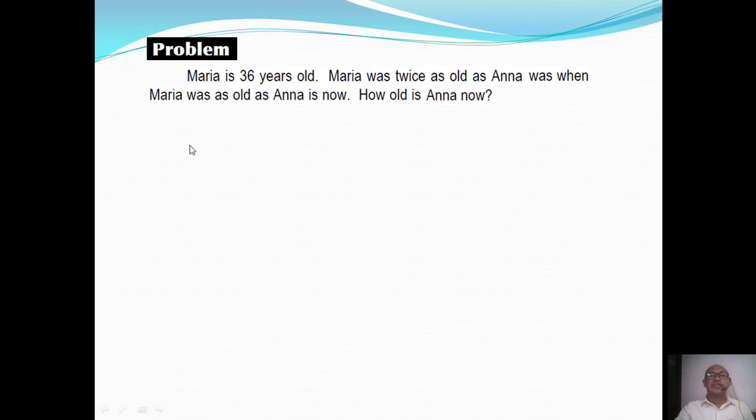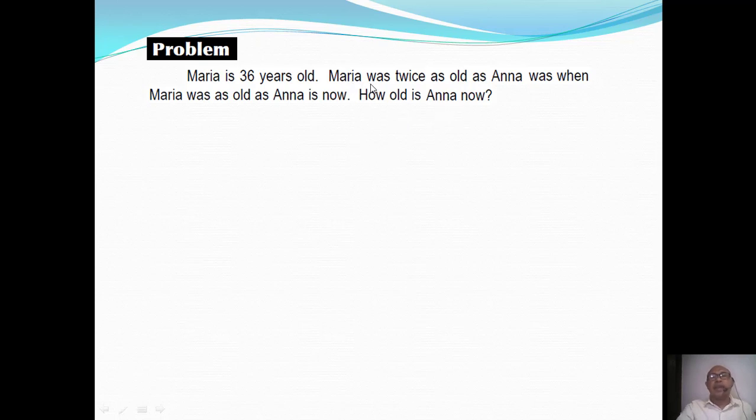Maria is 36 years old. Maria was twice as old as Anna was when Maria was as old as Anna is now. How old is Anna now? Okay, so take note that we have a present condition. Maria is 36 years old. And how old is Anna now?